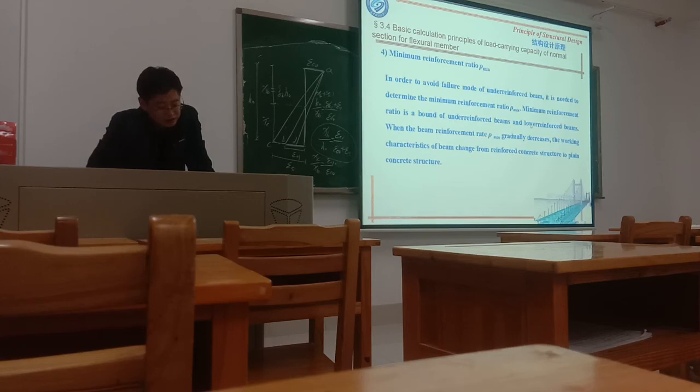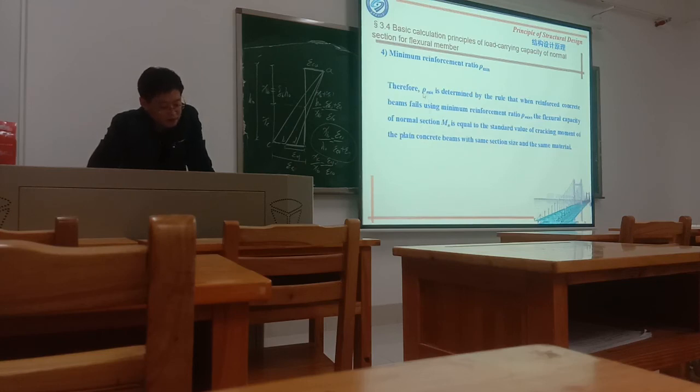The minimum reinforcement ratio is the bound between the proper reinforcement and the under reinforcement. When the beam reinforcement ratio greatly decreases, the working characteristic of the beam changes from a reinforced concrete structure to a plain concrete structure. Therefore, the minimum reinforcement ratio is determined by the rule that when the reinforced concrete beam fails at the minimum reinforcement ratio, the flexural capacity of the normal section MU is equal to the cracking moment of the plain concrete beam with the same size and the same material. So from using this MU, we get this minimum.